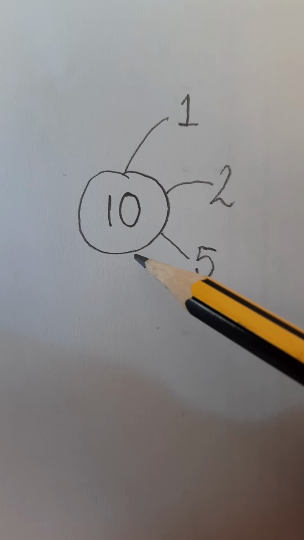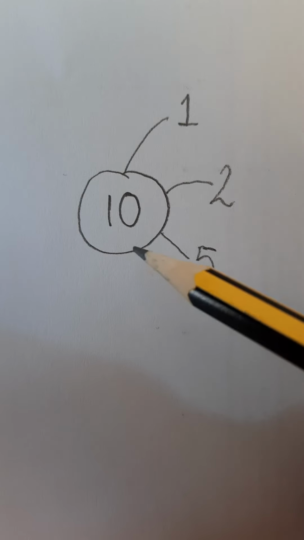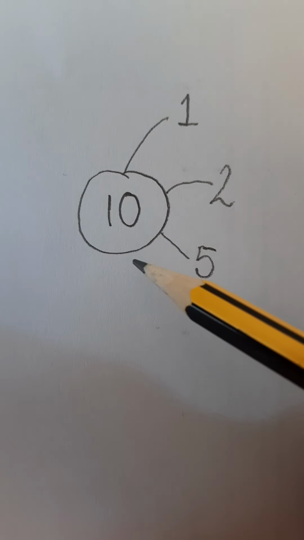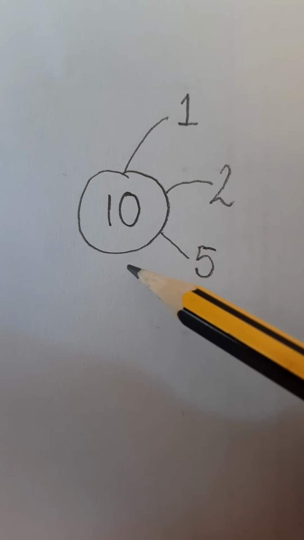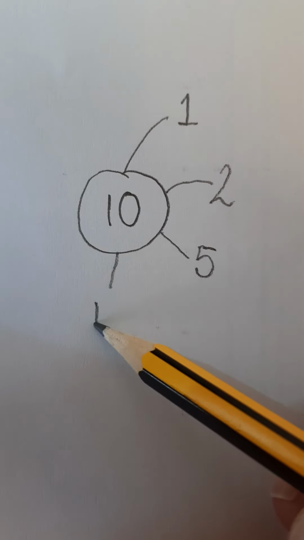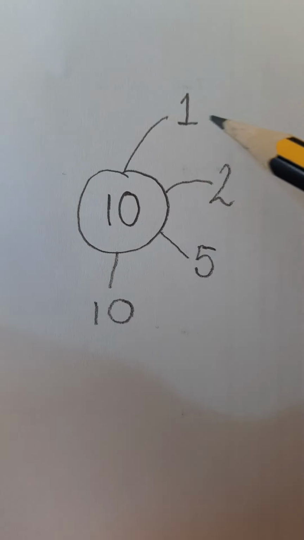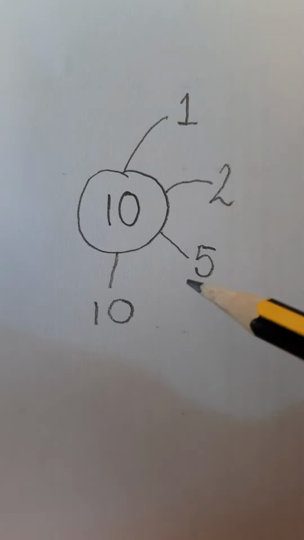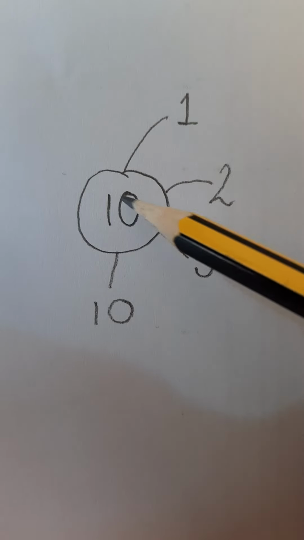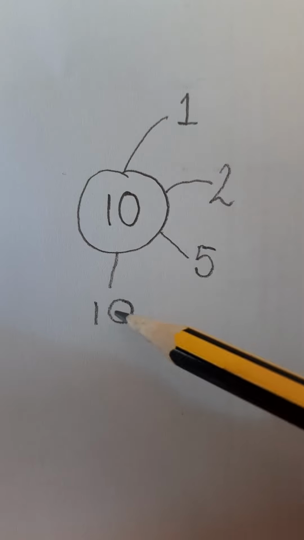What about 6? Well, 6 can't be a factor because it goes 6 and I've got 4 left over. 7, well, that'll give me 3 left over. 8, well, that'll give me 2 left over. 9 will give me 1. So my last factor of 10 is the number 10 itself. So you can see here that factors are numbers that go exactly into the original number. So 1, 2, 5 and 10.